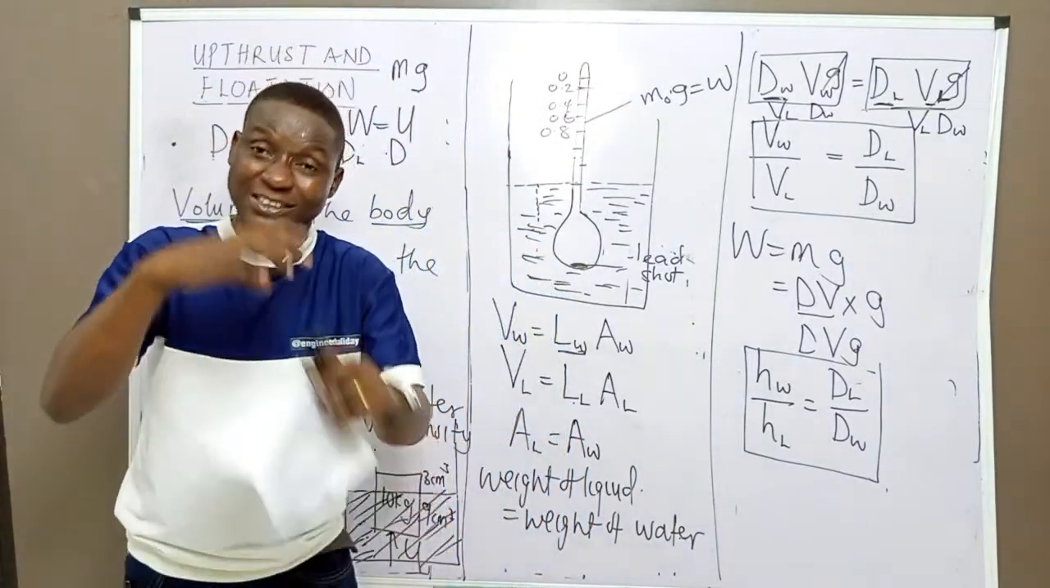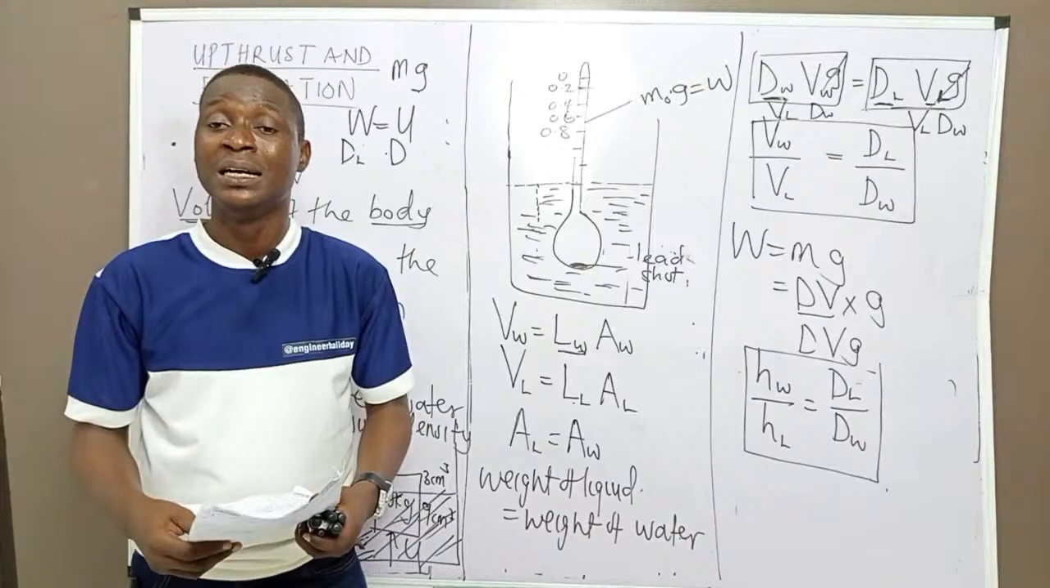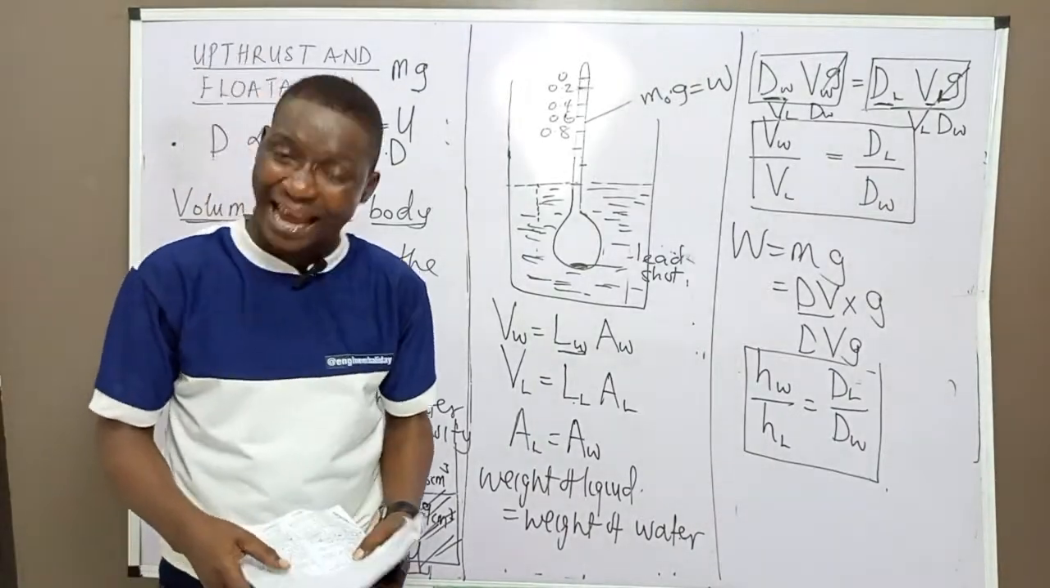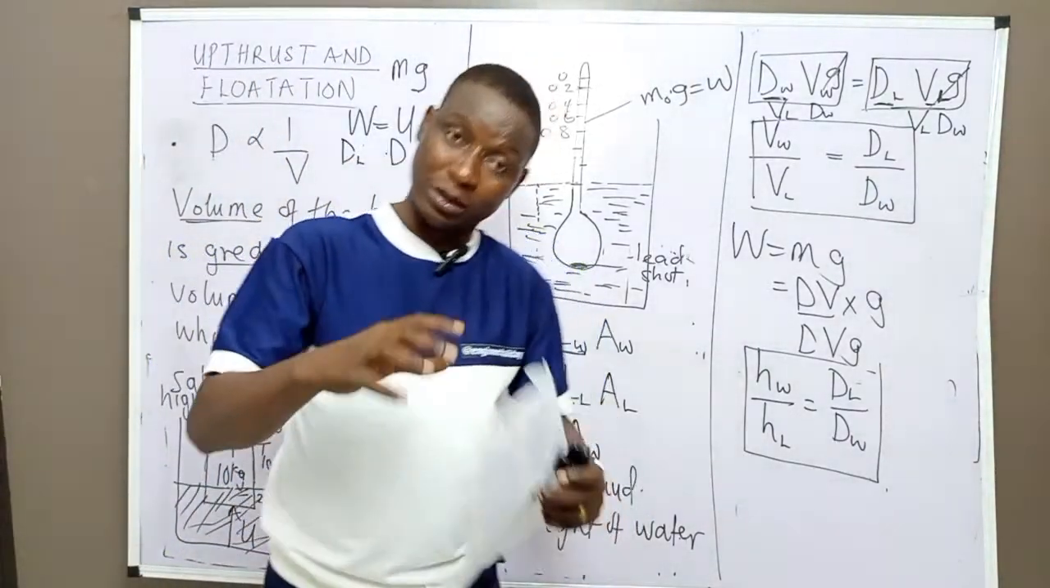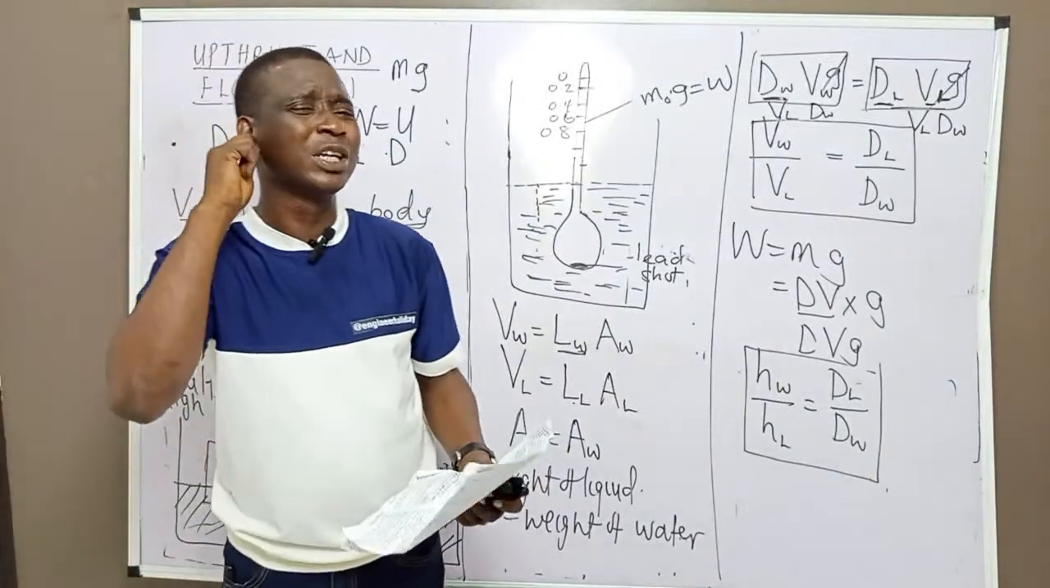That air that is enclosing the what? The hollow cavity that is used to design the boat or the ship is what? Lesser than what? So, for something to float, please take note of that.